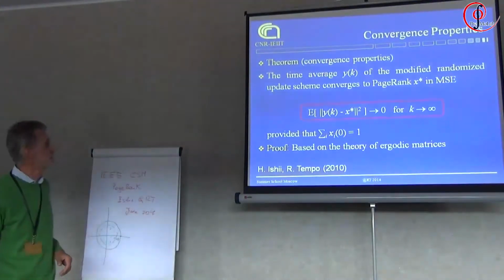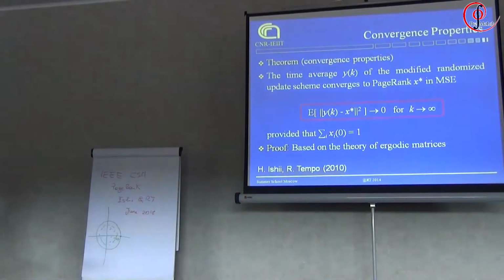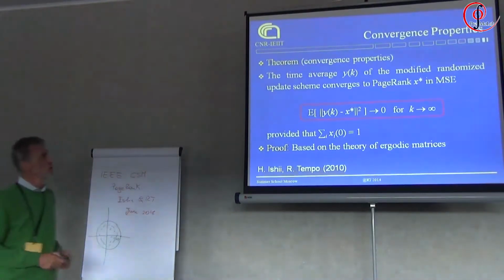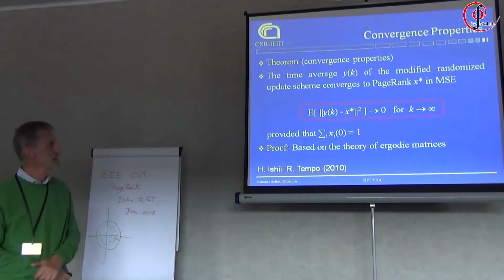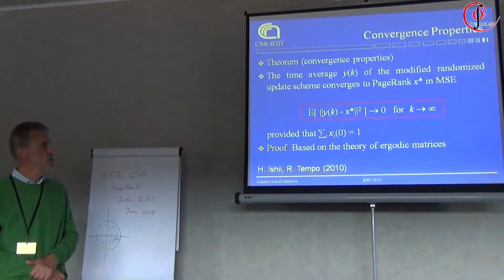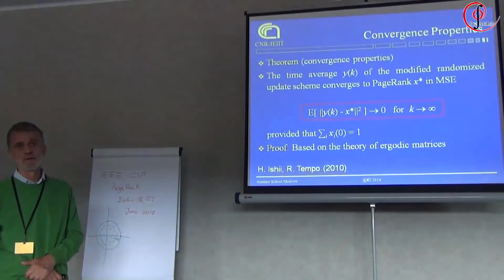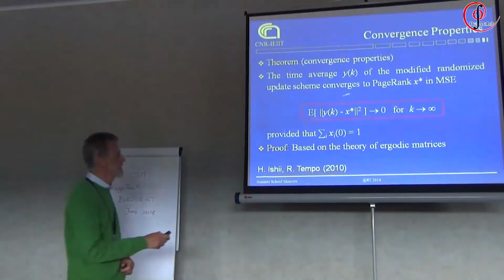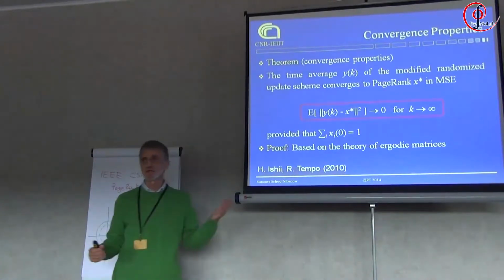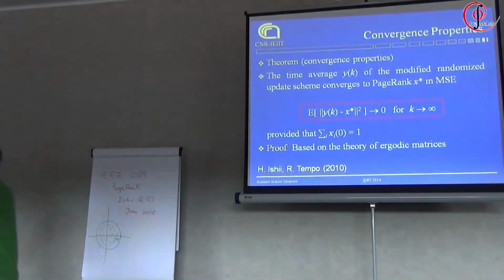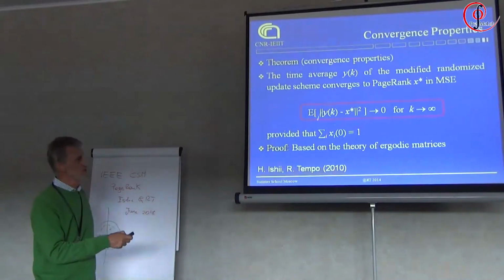Well, then we have the theorem which tells us the convergence properties. The time average y of k of the modified randomized update scheme converges to PageRank in mean square error. Again, PageRank is hard to compute because you have to solve an eigenvector problem for a matrix M which is 8 billion. In this case, you build in principle a matrix, but you can write component-wise. You take the time average, you compute y of k, and then asymptotically, this is what you get.